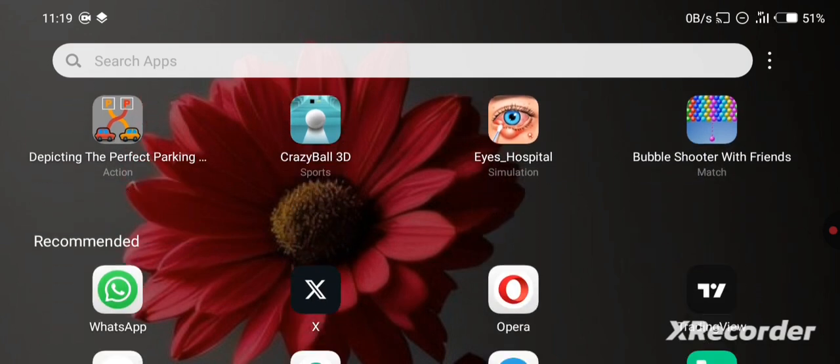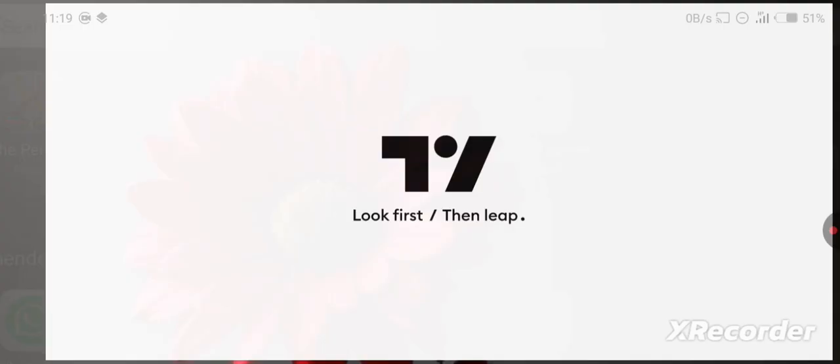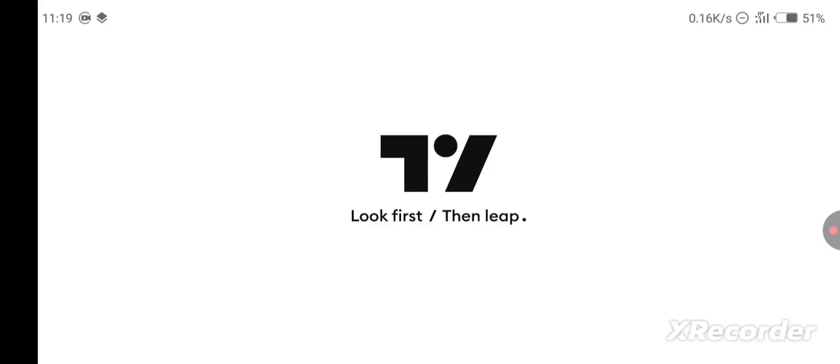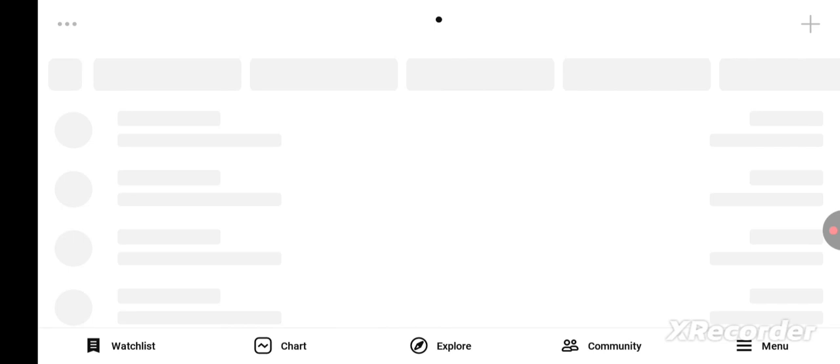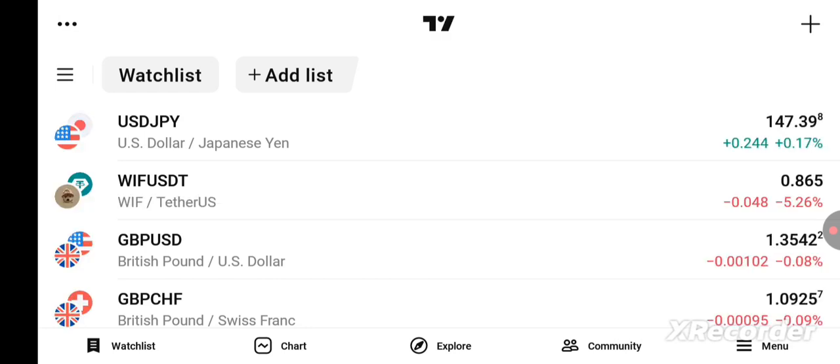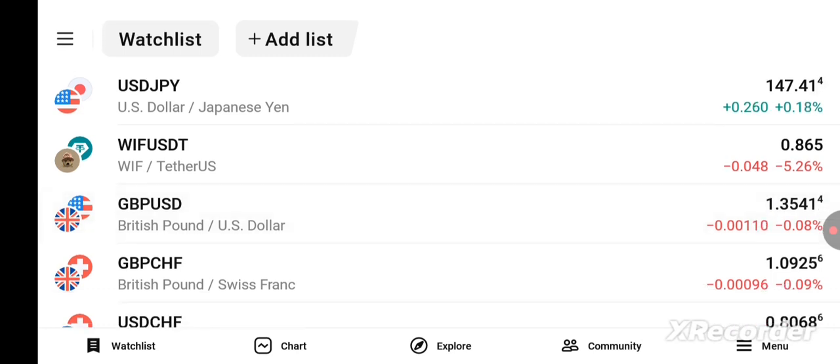So click on TradingView to get logged in. I'll be starting with GBP USD because it's giving out a potential selling pressure, a potential selling opportunity. Although I've taken a trade on it since last week, it's still giving out another opportunity to take another entry. So I'll be starting with GBP USD. I've clicked on GBP USD.